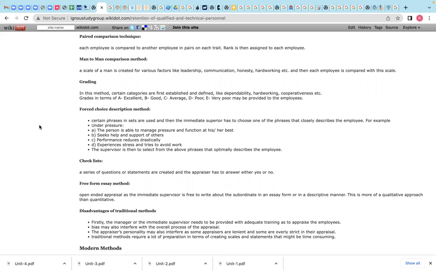Next is checklist. There would be a fixed set of questions and statements. Did you do this? Did he do that? Did he complete this, etc.? Kind of a checklist where you say yes or no.